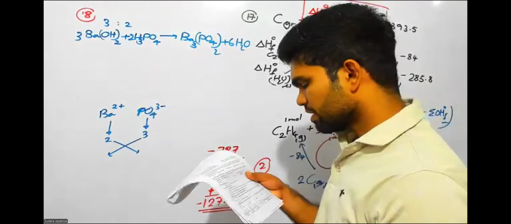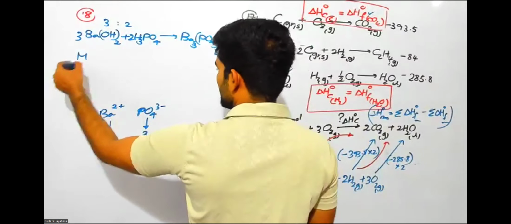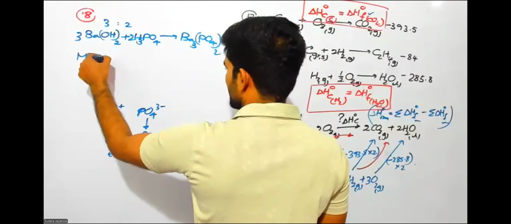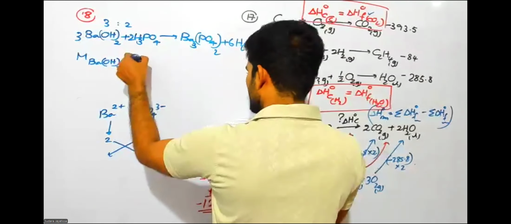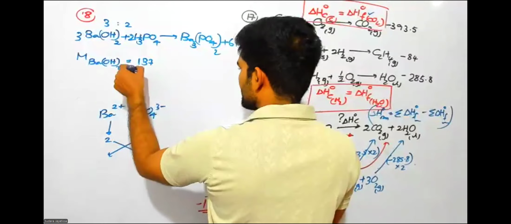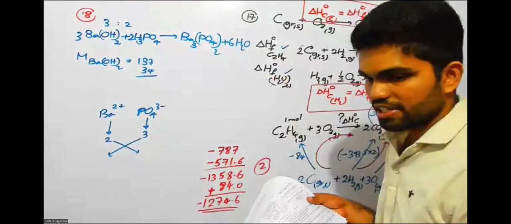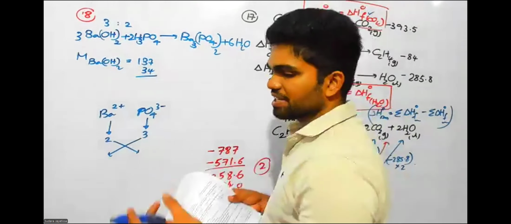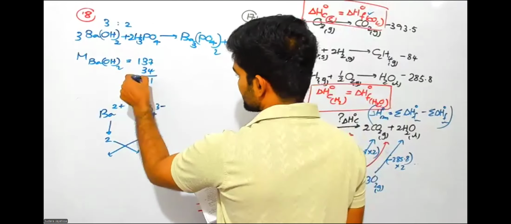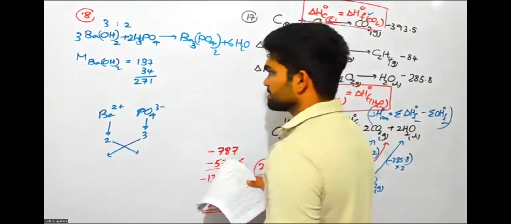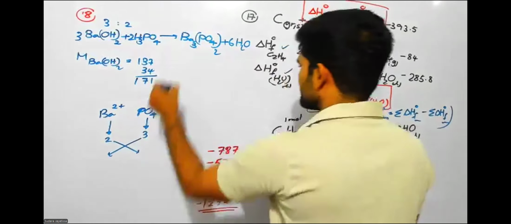So first of all, find out how many moles of barium hydroxide there are. For that, we need the molar mass of barium hydroxide. Barium is 137. OH is 17, oxygen 16, hydrogen 1. So 1 OH group is 17. 17 times 2, 34. So it's 171.